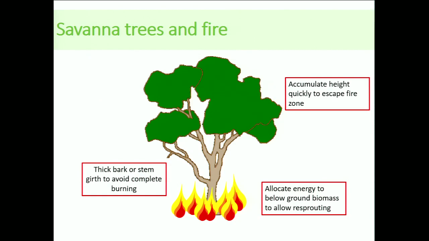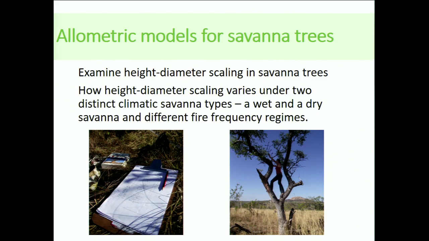Okay, and often all these allometric scaling models and the empirical studies that look at them forget about savanna trees and the effect of disturbance. So this research was examining how height and diameter varied under two very distinct savanna types, a dry savanna and a wet savanna. A wet savanna here is termed as a savanna that is maintained by fire because the rainfall would allow it to turn into a closed system. And then also to see how these allometric scalings were affected by different fire frequencies. So we looked at fires that burn every year, every 2 years, and every 3 years.